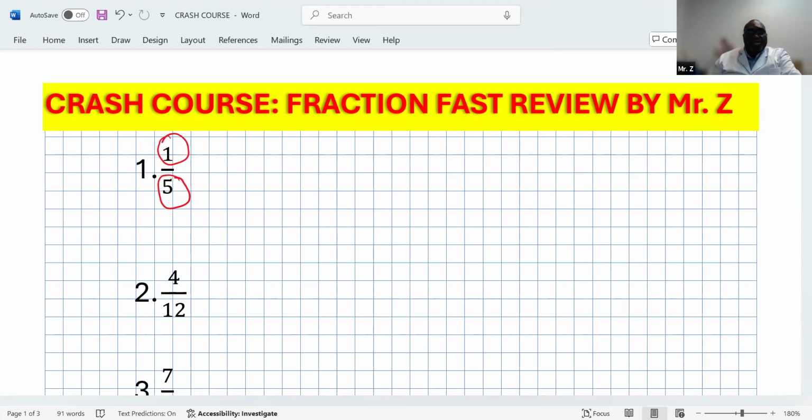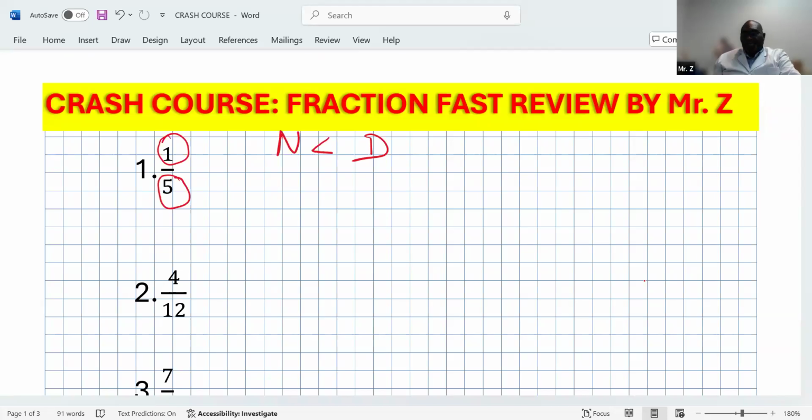Which one is a proper fraction? A proper fraction is when the numerator, which is the top part of the fraction, is less than the denominator. We will call this a proper fraction. Like number one is a case of a proper fraction. Sometimes we call that a simple fraction. So a proper fraction is a fraction where the top number, which is the numerator, is less than the denominator.